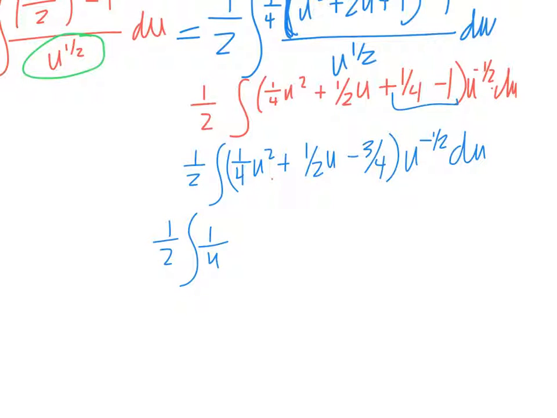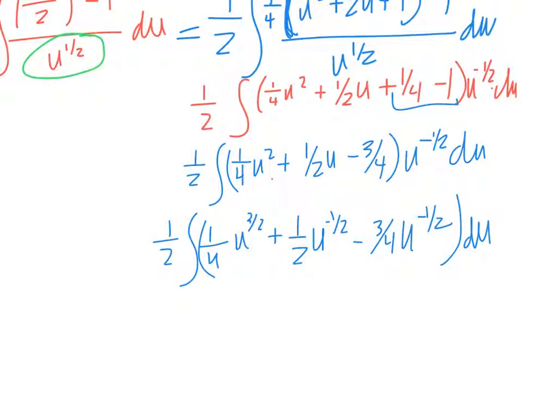So remember, if I'm multiplying things that have the same base but different exponents, I add the exponents together. So this is going to become 1/2 of u to the 3/2 plus 1/2 u to the negative 1/2 minus 3/4 u to the negative 1/2 du. Sorry, I just realized this middle term should be a positive 1/2 right there. So I did negative 1/2 plus the squared and the 1 to get that.